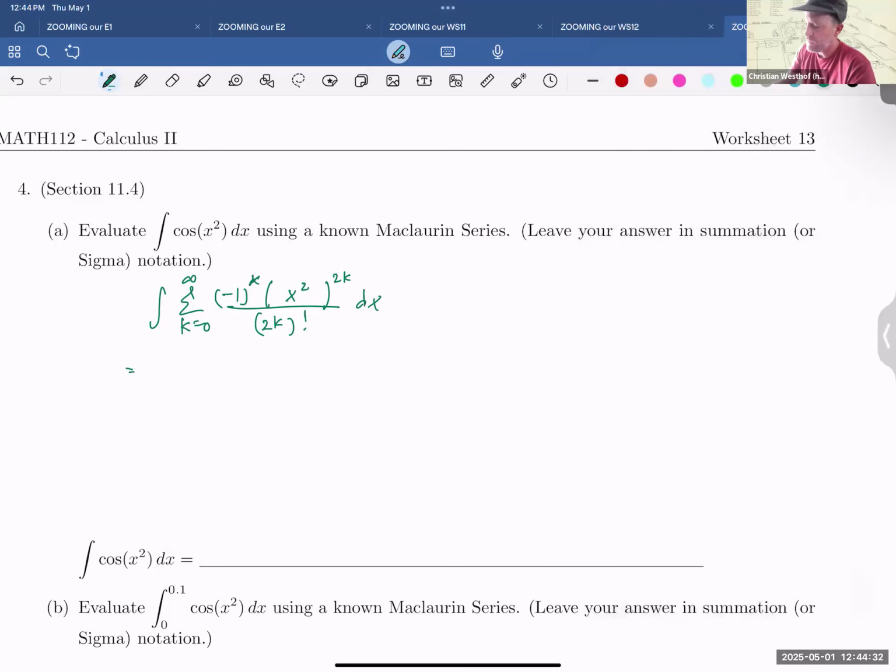All right, then before you integrate and use the power rule. Oh, hi, Sophie. Hi.